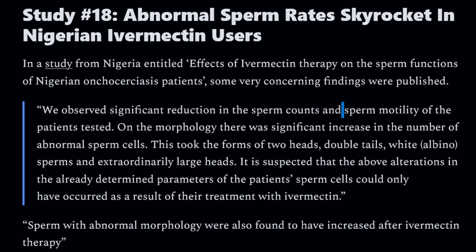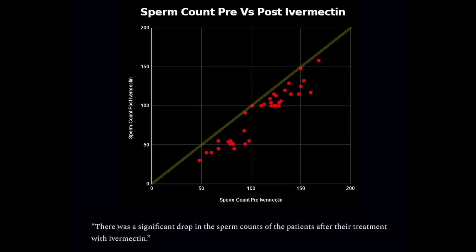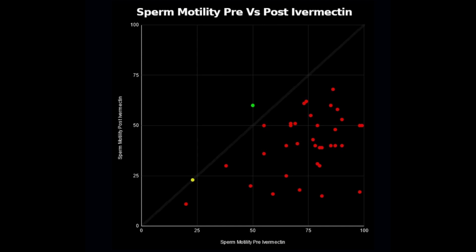Sperm with abnormal morphology was also found to have increased after ivermectin therapy. And then this is a scatter plot of the percentage abnormal sperm. There's one data point where the person had less abnormal sperm after their treatment. But for everyone else who's above this line, this indicates a larger percentage of abnormal sperm cells versus before the treatment of ivermectin. And in many cases, big jumps in the percentage of abnormal sperm. Extremely concerning. We also have the sperm count pre and post ivermectin, showing us a significant drop in the sperm counts, and the sperm motility also took a major hit.